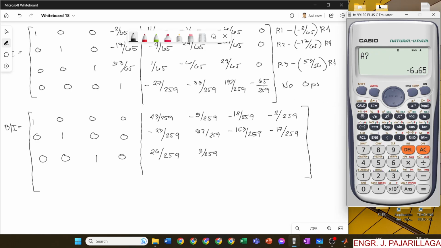Press calc again. We have here 29 over 65. And then we have here 192 over 259. And we have negative 41 over 259. And lastly, we have here 0 for our row 3. And for our row 4, we have negative 65 over 259. So in this case, this is 53 over 259. For row 4, there is no operation, so we just copied it.